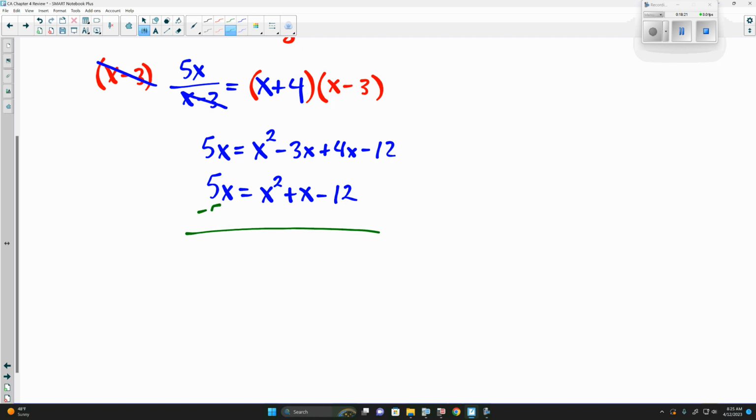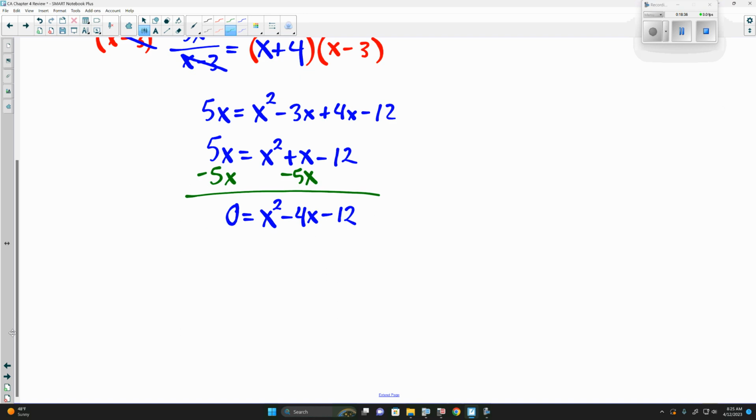Since we do have a quadratic, we can subtract 5x from both sides, telling us 0 is equal to x squared minus 4x minus 12. Any questions on how we got to this point here?